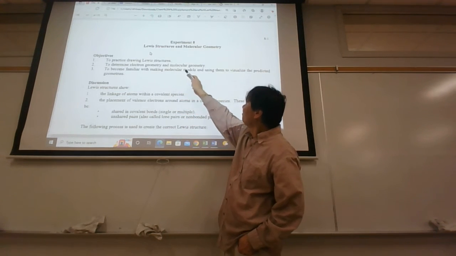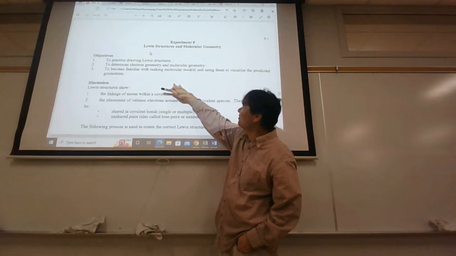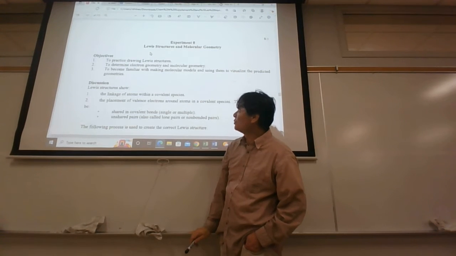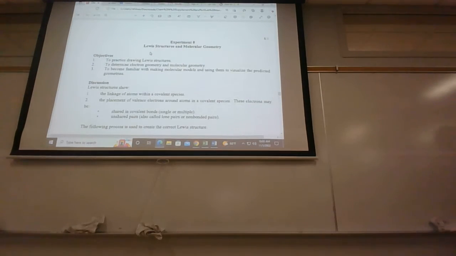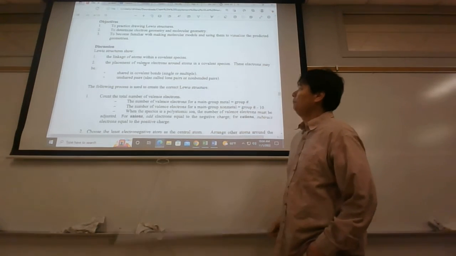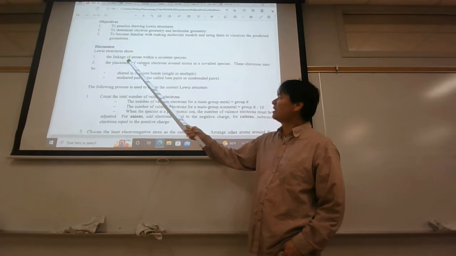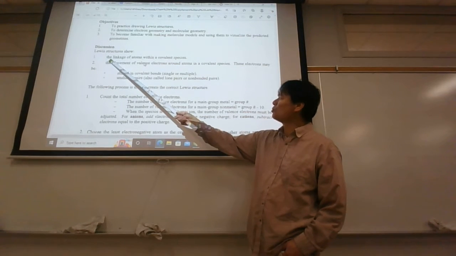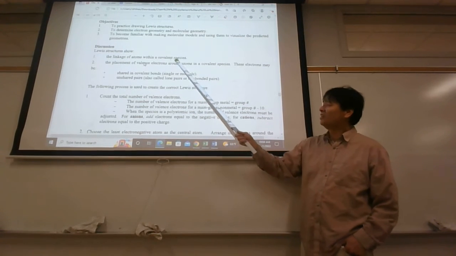And so then number 2 is determine electron geometry and molecular geometry. That we're going to do later. Right now, we just want to be able to draw the Lewis structures. When we do this, this is the Lewis structures for molecular compounds. Now, this is not the Lewis structure for ionic compounds here, but the Lewis structure for molecular compounds. One, we want to show the linkage of the atoms within a covalent species. So these are all going to be covalent bonds.